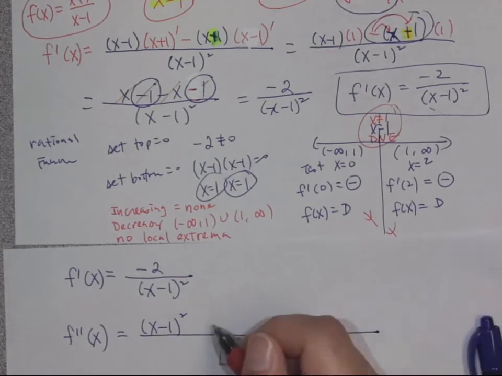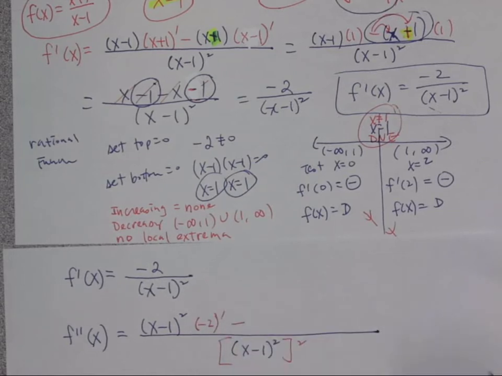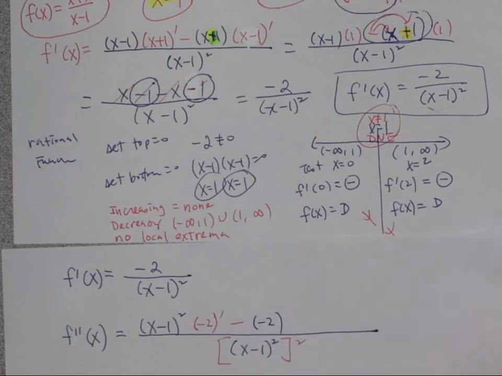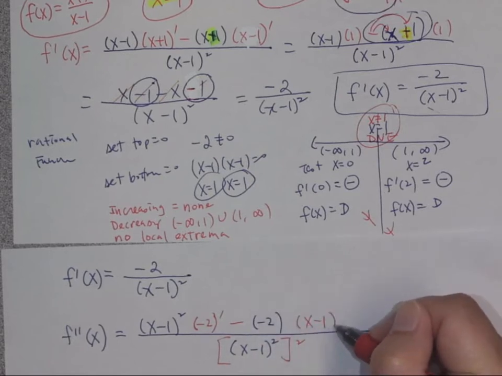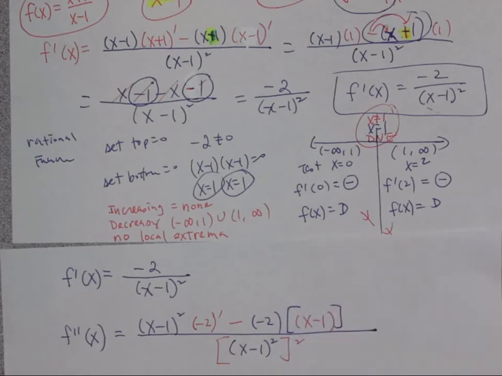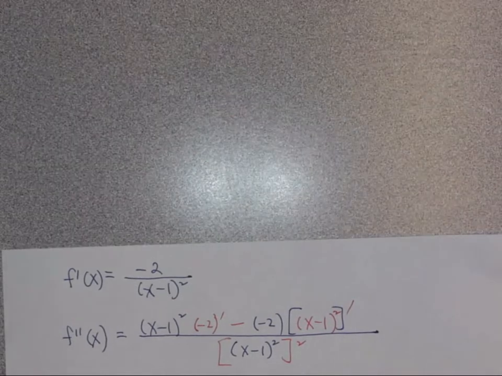Take the derivative of the top guy. So slow down and think about it. And then the top guy, take the derivative of the bottom one. That's not good, because that's going to be my chain, right? Okay, like that. Okay, so let's see.